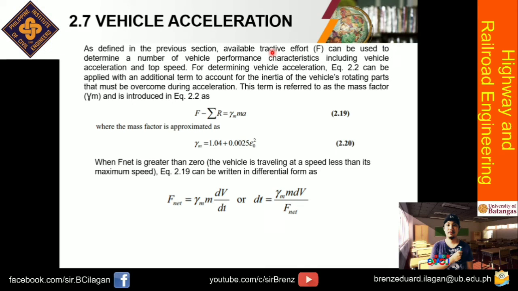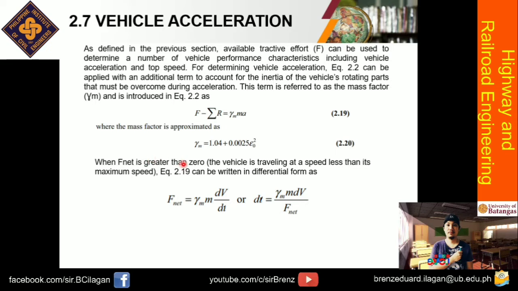So this term is referred to as the mass factor, designated by gamma sub m, and is introduced in equation 2.2 as F minus the summation of R equals gamma sub m multiplied by m a. Ano ba tong symbol na to? Gamma or sigma. Anyway, the mass factor is approximated as gamma sub m equals 1.04 plus 0.0025 epsilon sub O squared.